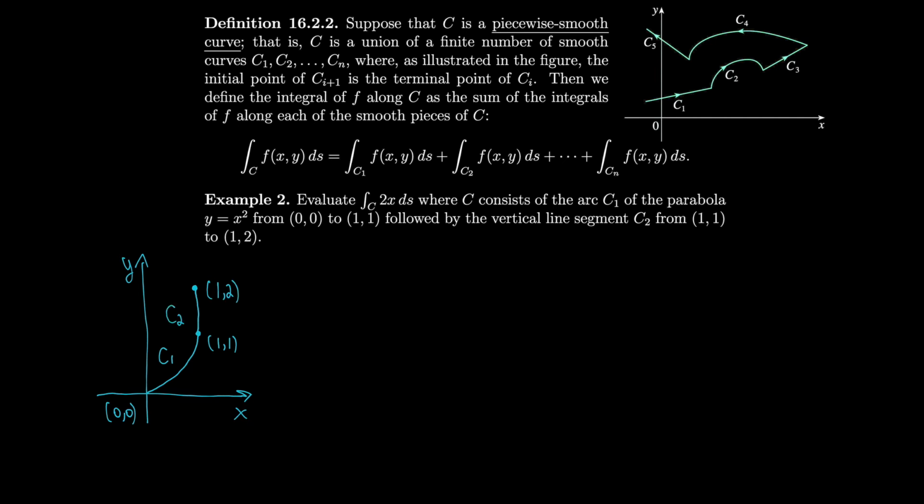And as before, I need to parametrize this curve. Remember, I'm still not drawing the function I'm integrating over. I'm just drawing the curve that I'm integrating over. So I want to parametrize that. It looks like I could make x equals t, y equals t squared for our parabola.